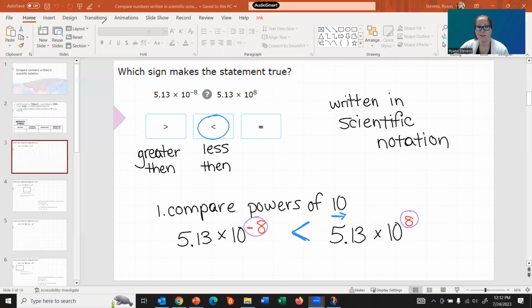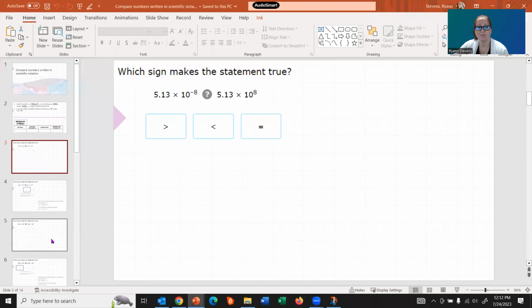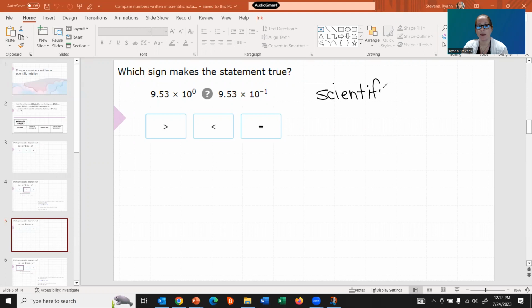All right, next question that we're going to look at is going to be very similar to the one that we just saw. So the first thing we want to do is just observe, look at the question and see, are they both written in scientific notation? And we could say, yes, these numbers are both written in scientific notation. Okay, and so since they're both written in scientific notation, that's where we're going to look at those powers of 10. We're going to compare the powers of 10.